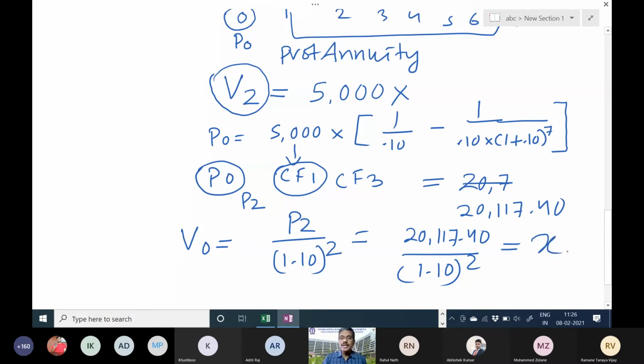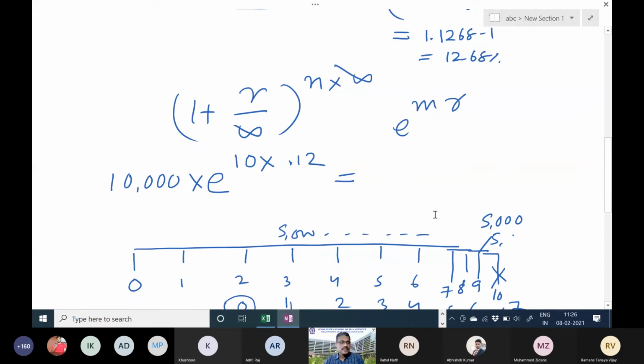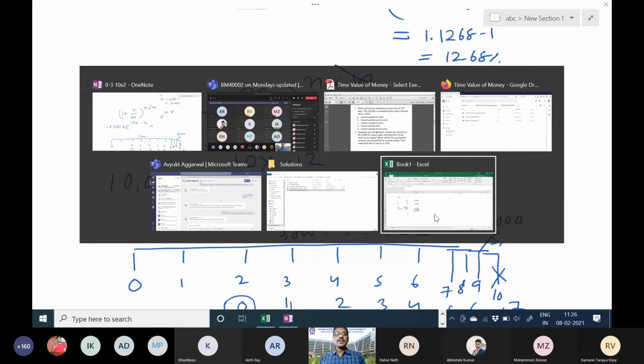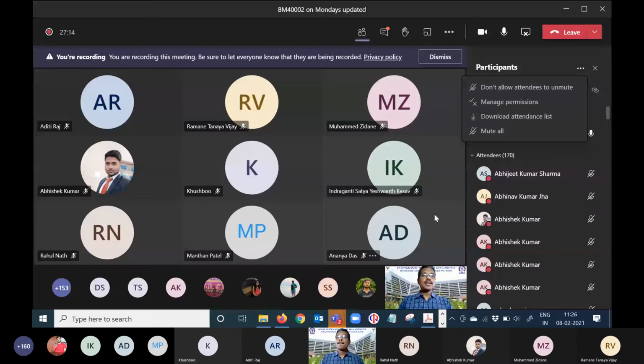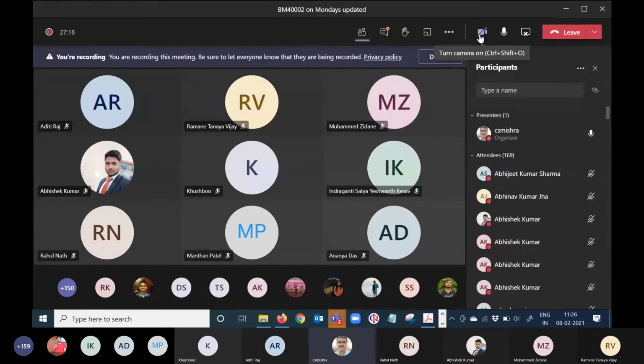So always when you do the time value of money class exercise, you draw the timeline. If you draw the timeline, it will become easier. Always draw the timeline so that you will not have any confusion. If you have to do this in Excel, you can do that. I'm not going to Excel now. I can tell you the Excel one. Maybe I'll solve it and put it up.